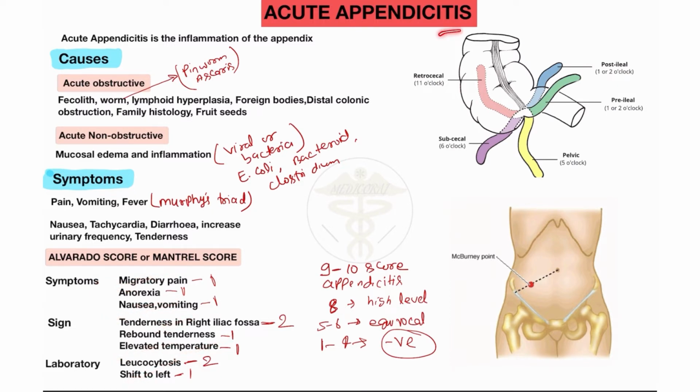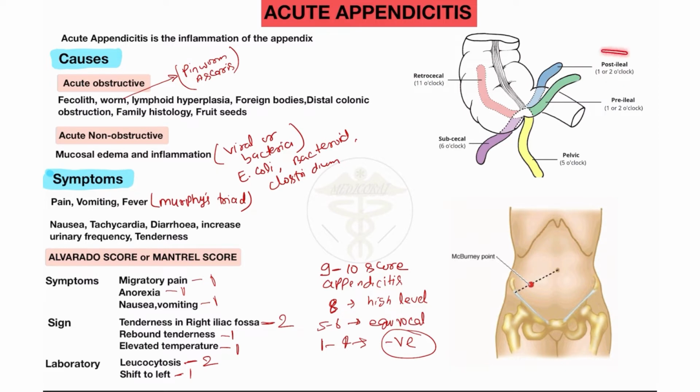Some points you will also remember from this diagram, because there are many positions of the appendix. The base is constant for all types of appendix, but the tips are different for the different positions of the appendix. So first is the retrocecal. Most of the cases are retrocecal, 60% of cases in the human body. And after that, subcecal, pelvic, pre-ileal and post-ileal.